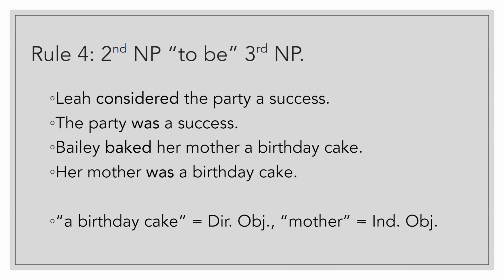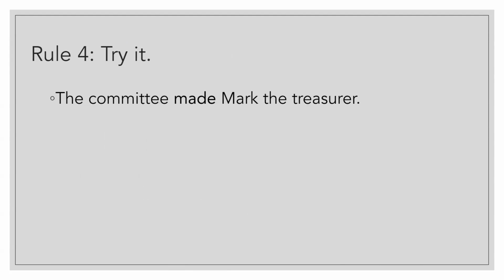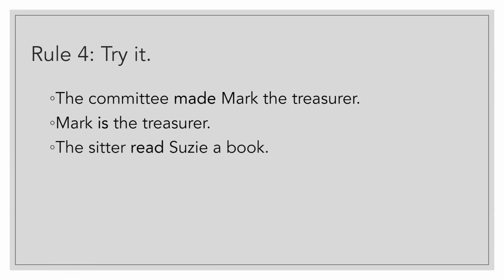The party was a success. Those are the same thing, right? So we've got a direct object and its object complement. The party and the success are the same thing. Okay, try these examples out. Does that work? Does it make sense?